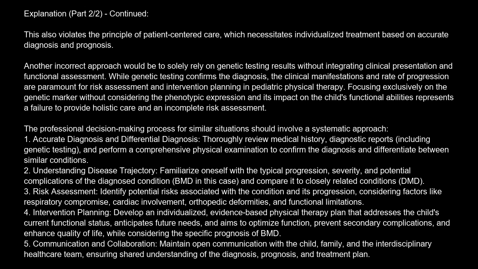The professional decision-making process for similar situations should involve a systematic approach. 1. Accurate diagnosis and differential diagnosis. Thoroughly review medical history, diagnostic reports, including genetic testing, and perform a comprehensive physical examination to confirm the diagnosis and differentiate between similar conditions. 2. Understanding disease trajectory. Familiarize oneself with the typical progression, severity, and potential complications of the diagnosed condition, BMD in this case, and compare it to closely related conditions, DMD.